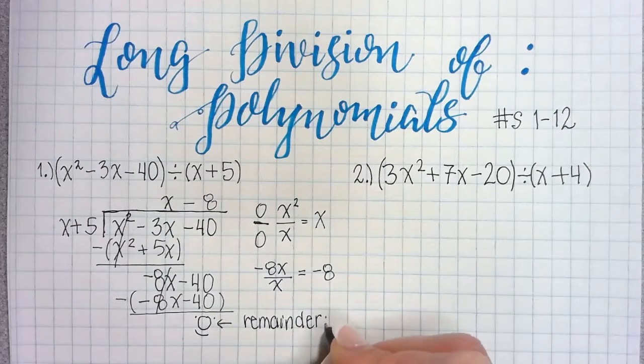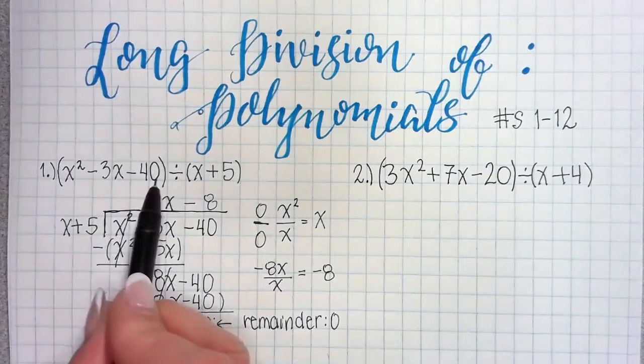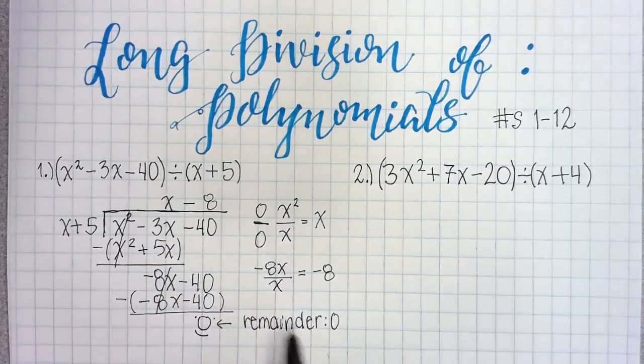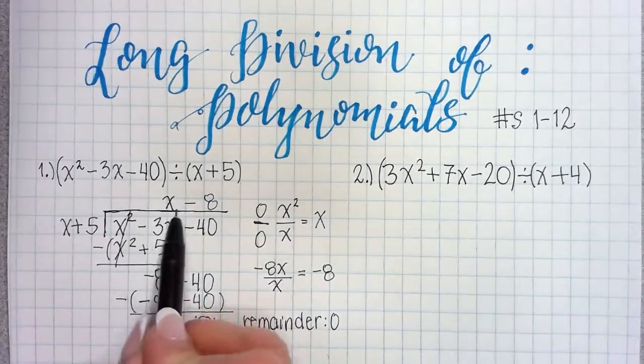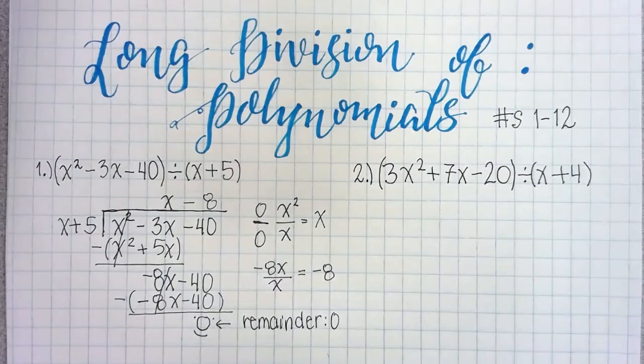If the remainder is 0, that means that this is a factor of this. So x plus 5 is a factor of x squared minus 3x minus 40, and so is x minus 8. That is also a factor of x squared minus 3x minus 40.